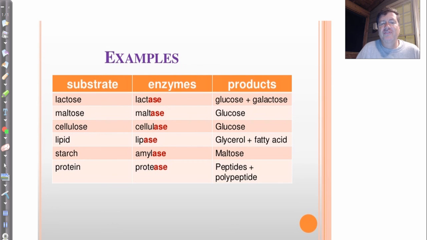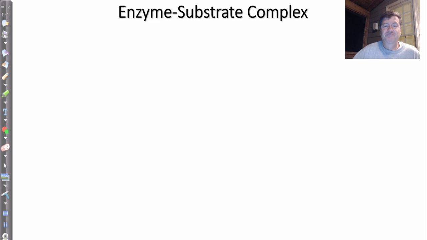Here's some examples of some substrates and some enzymes. Don't worry about what they do, but I want you to see the ase endings. Lactose is broken down by lactase. Cellulose is broken down by cellulase. Proteins by proteases. So "-ase" refers to an enzyme.